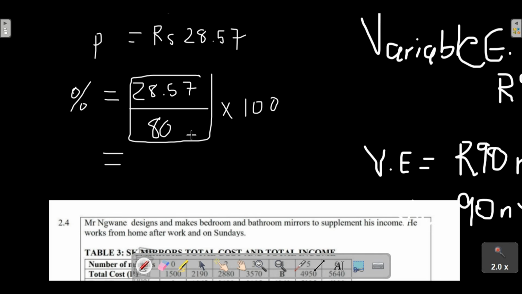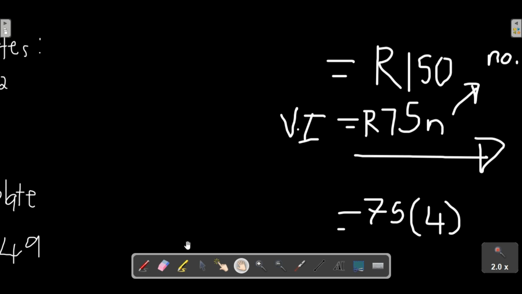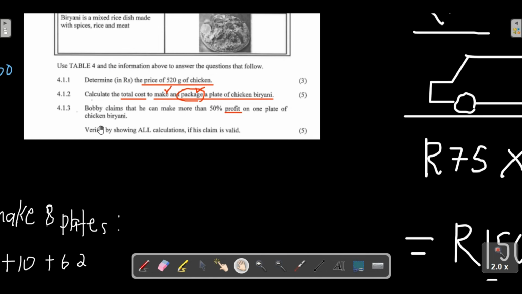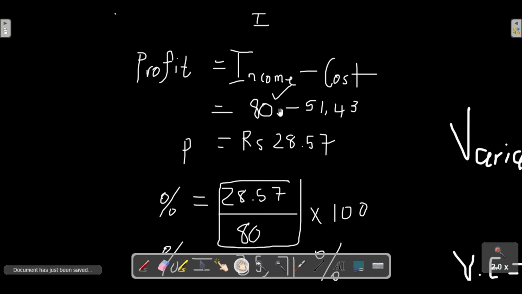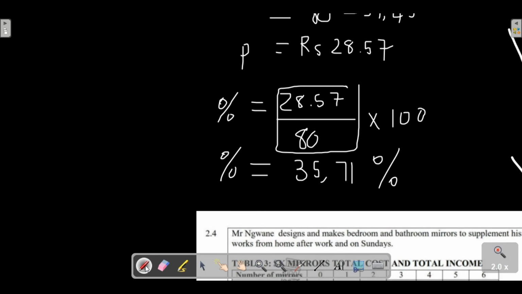So the answer is 35.71, rounding off to 2 decimal places. What percent? So now, what does this mean about his claim or his statement? Because he says that he can make more than 50% on one plate. And as we see, this is actually less than 50%. So that means that his claim is incorrect.